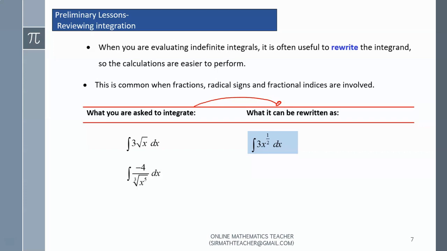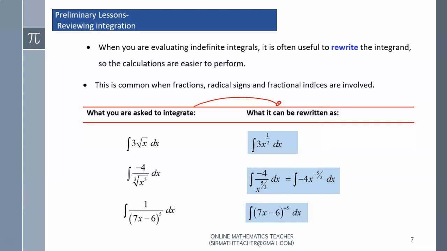The next one is the integral of -4 over the cube root of x^5 dx. Applying our use of index laws, we can rewrite it as the integral of -4x^(-5/3) dx, which makes it easier for us to apply that power rule of integration. Next, 1 over 7x^6 to the 5. Let's just write that as 7x^6 to the power of -5, and it makes it a lot easier to integrate.